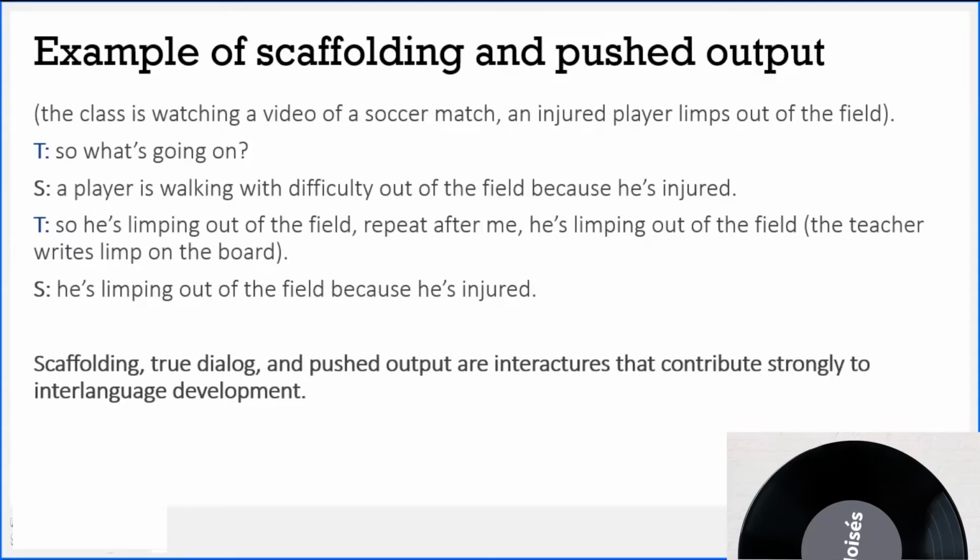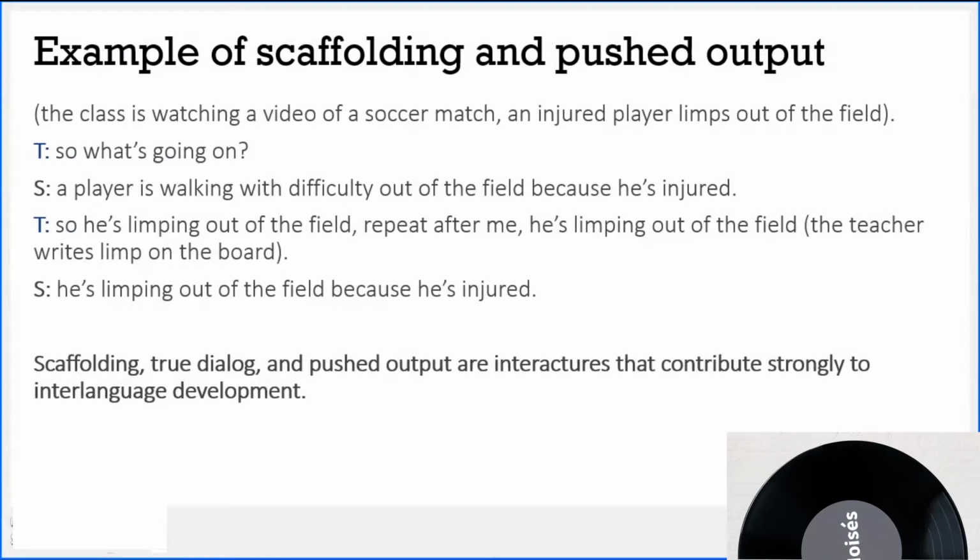So what we can see here is the student produced an utterance, an answer: "A player is walking with difficulty out of the field because he's injured." That is grammatically perfect. Semantically, it's fine, but it could be more precise. The student could have used a better verb to convey the more specific kind of walking motion that the player was showing. And so the teacher taught that.